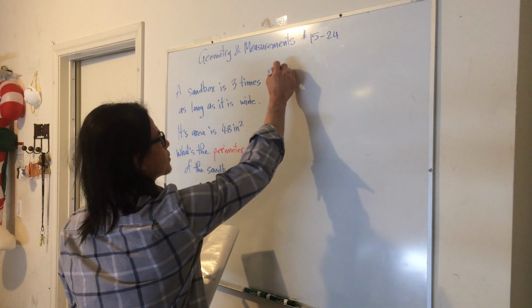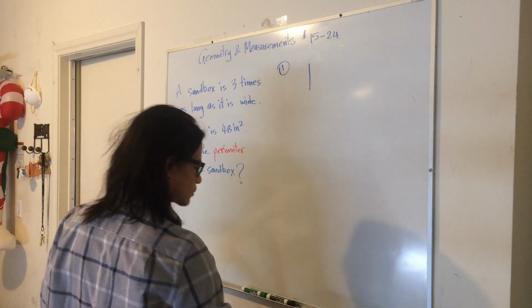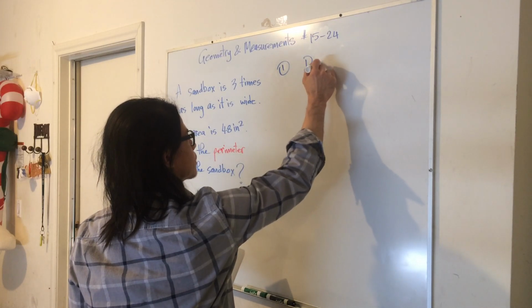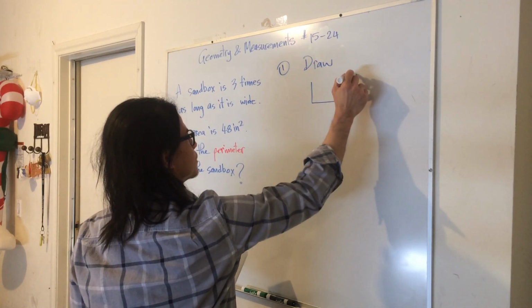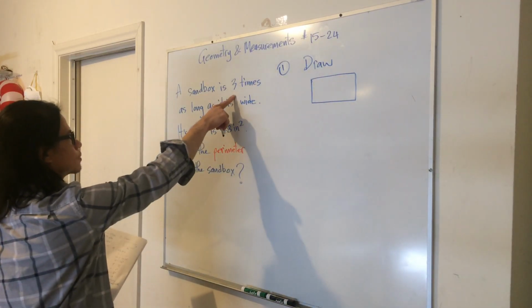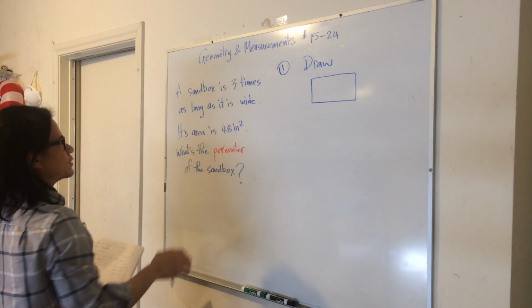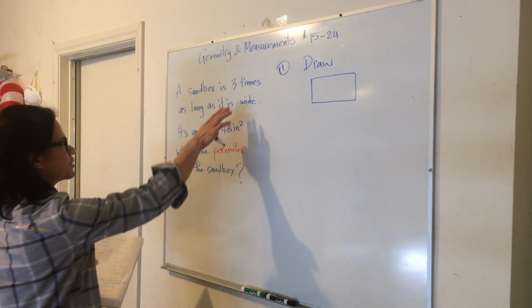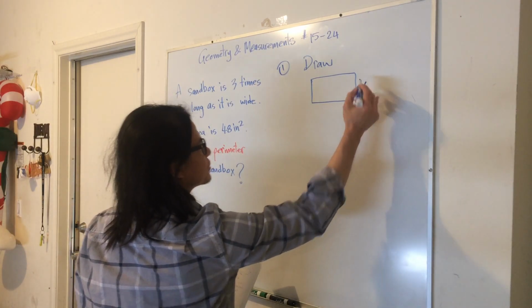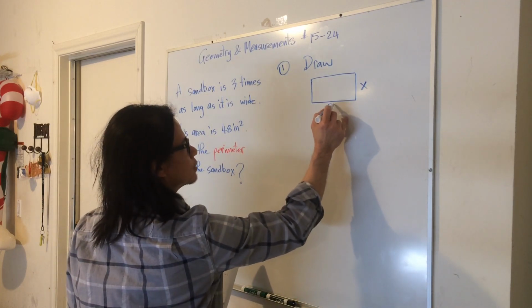First things first, we're going to draw out what we know. You've got a rectangular shaped sandbox, something like this. Here we have the length and the width. The given states that the box is 3 times as long as it is wide. So if the width is x, the length would be 3 times that, so it would be 3x.